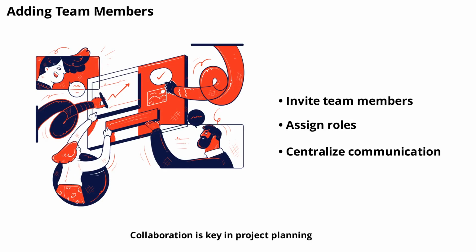Collaboration is key in project planning. Use your ATS to invite team members to your project. Most systems let you add users by email and assign them specific roles, such as project manager, contributor, or reviewer. Setting roles helps control access and responsibilities. Once your team is added, everyone can view the project, update their tasks, and communicate within the platform. This centralizes your project communication and keeps everyone aligned.